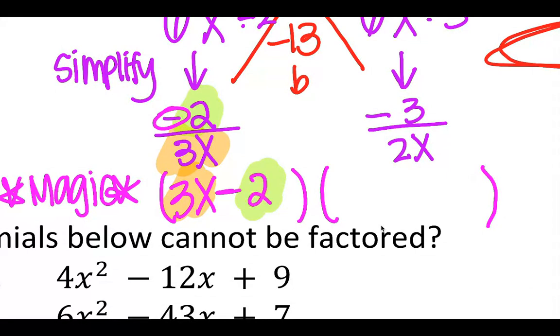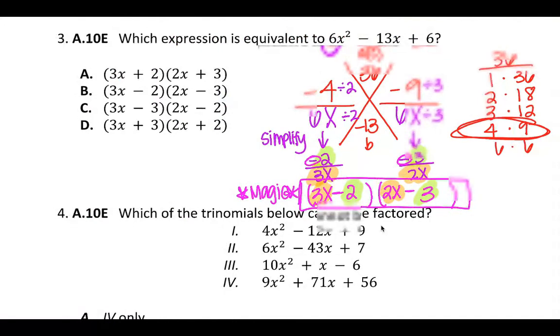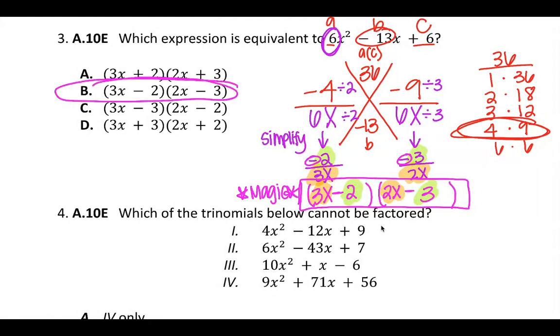Same thing over here. We're going to do our magic trick. We're going to turn our fractions into factors. Bottom goes first. Again, it's a negative, so it's going to be minus. And then lastly, the top is 3, so I'll put that there. And there we have it. It is factored. So I need 3x minus 2 times 2x minus 3, which is answer choice B.